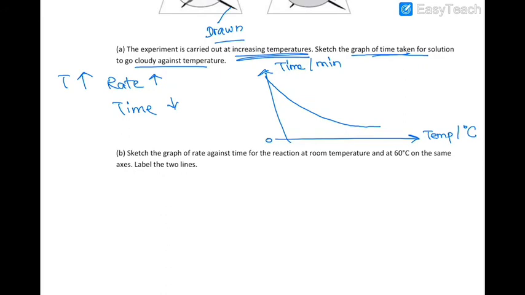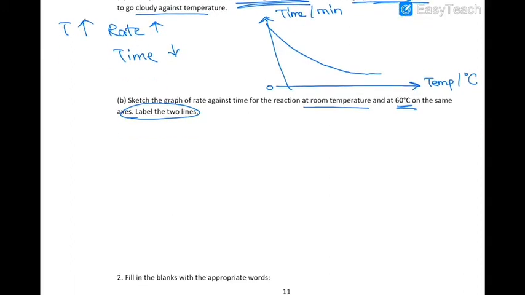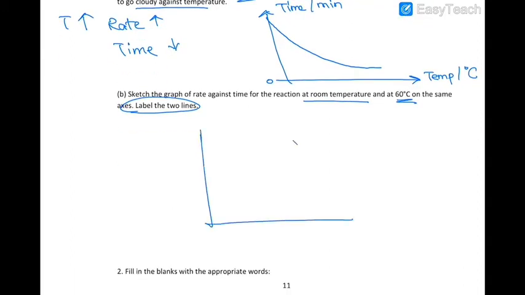Sketch the graph of rate against time for the reaction at room temperature and then at 60 degrees on the same axis. Label the two lines. So we'll have a graph of rate against time. As the reaction takes place, the rate of the reaction is going to decrease.